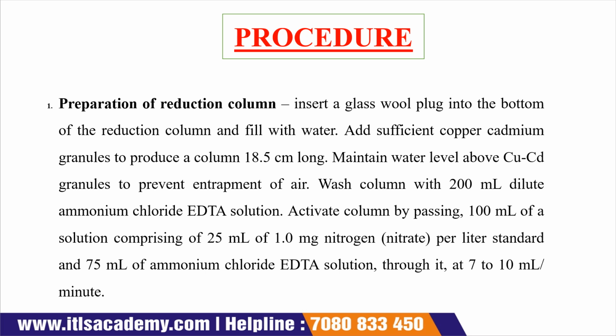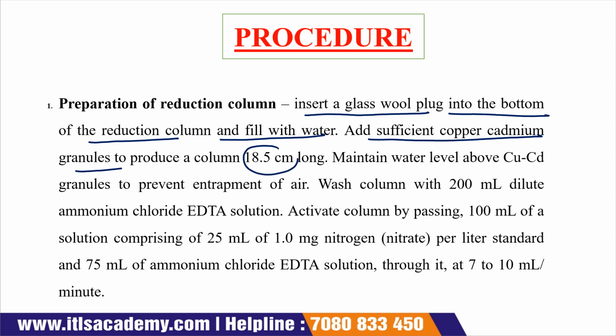procedure for this experiment. The first one is the preparation of the reduction column. Insert a glass wool plug into the bottom of the reduction column and fill it with water. Now add sufficient copper cadmium granules so that it will produce a column around 18.5 centimeter long, and maintain a water level above the copper cadmium granules so that it will prevent the entrapment of air.